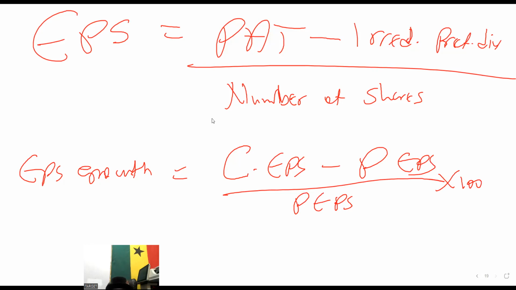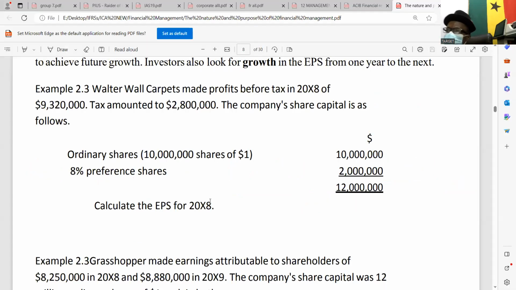So let me pick a question for us to solve on the earnings per share issues. Okay, so let's solve this question, Example 2.3. Now it says that Waterwall Carpets made profit before tax in 2018 of $9.32 million.